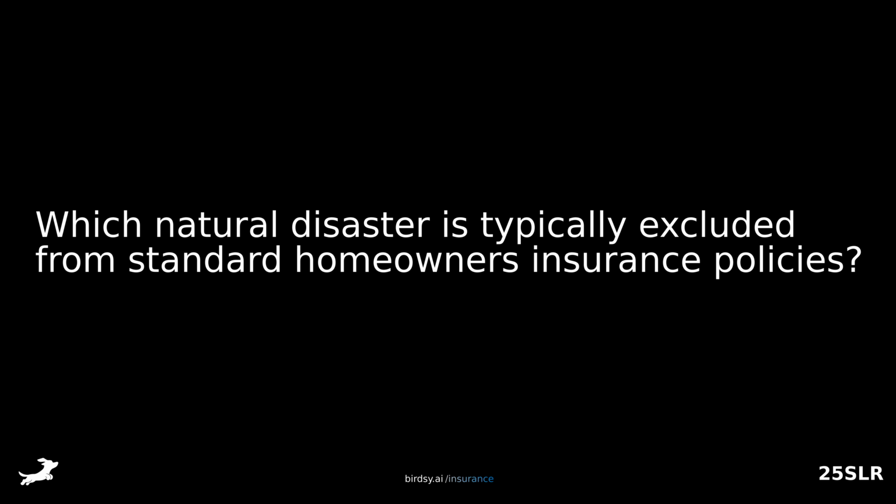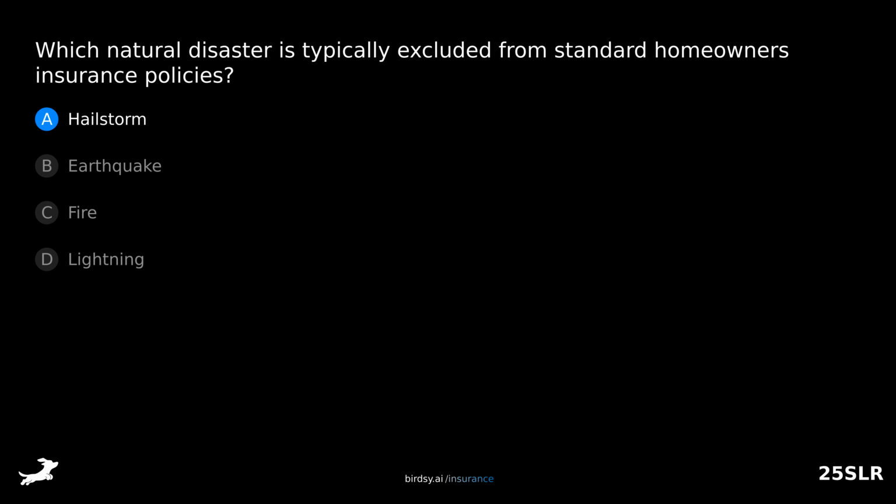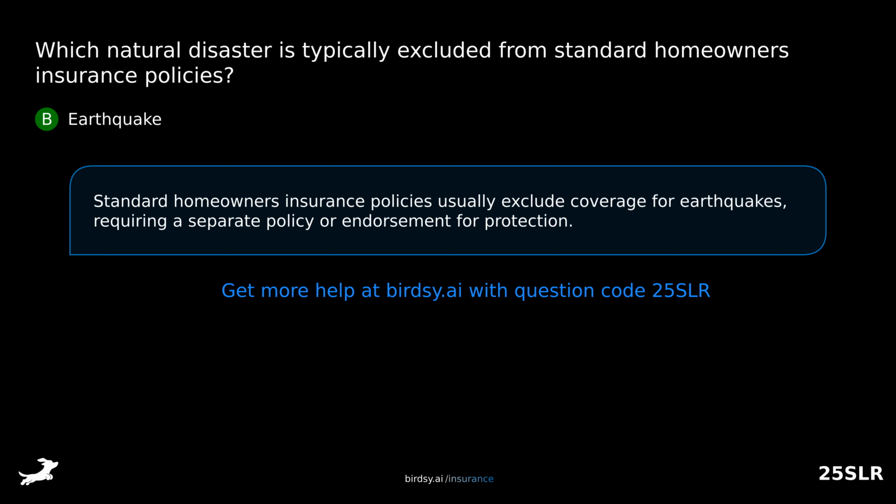Which natural disaster is typically excluded from standard homeowners insurance policies? Is it A, hailstorm, B, earthquake, C, fire, or D, lightning? The answer is B, earthquake. Standard homeowners insurance policies usually exclude coverage for earthquakes, requiring a separate policy or endorsement for protection.